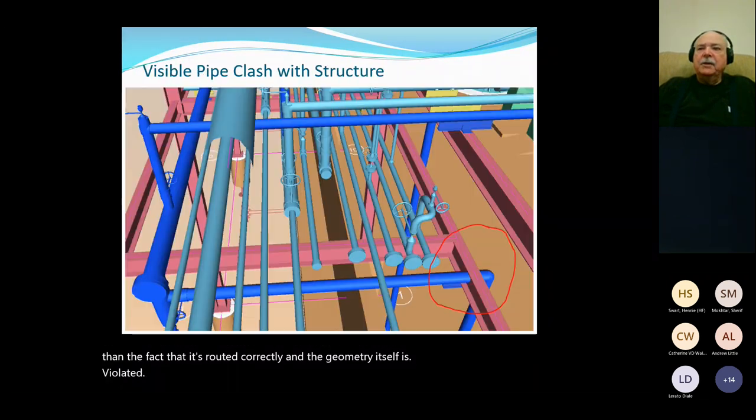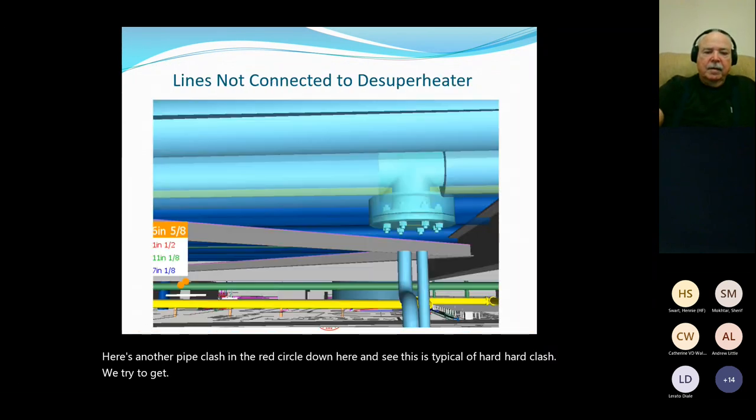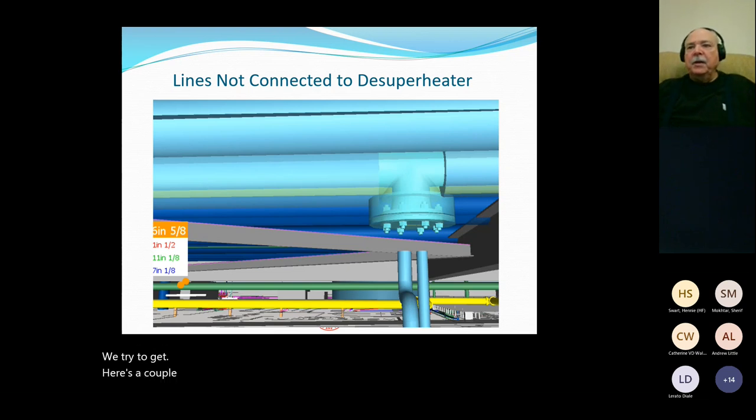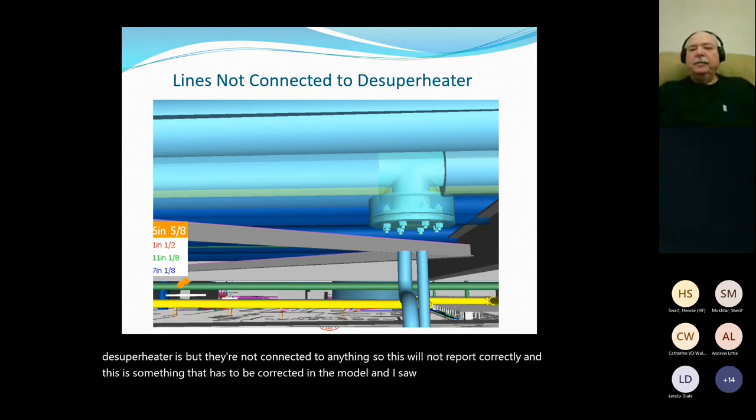Here's another pipe clash in the red circle down here. You can see this is a typical hard clash. Here's a couple of lines in a desuperheater that were routed up to where the desuperheater is, but they're not connected to anything. So this will not report correctly. And this is something that has to be corrected in the model. And I saw this also in Navisworks.